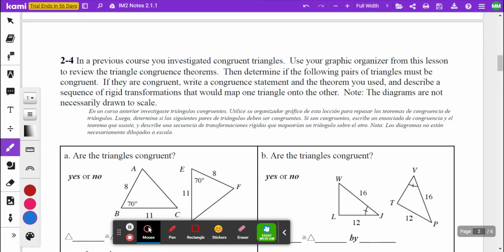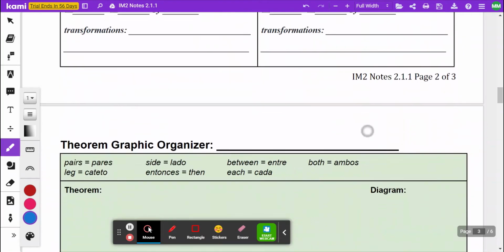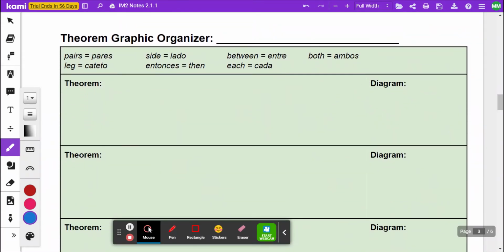Next problem, 2-4. In a previous course, we investigated congruent triangles. That was in IM1. We're going to use our graphic organizer from this lesson to review the triangle congruence theorems, and then we're going to come back and do these problems. The graphic organizer is the last page of the notes. If you see right here, we have it. Please title your graphic organizer Triangle Congruence Theorems.